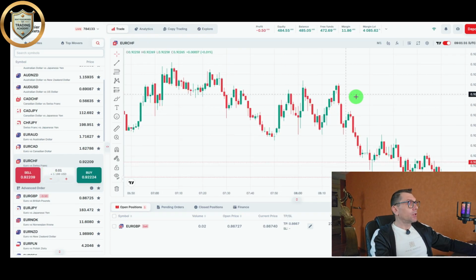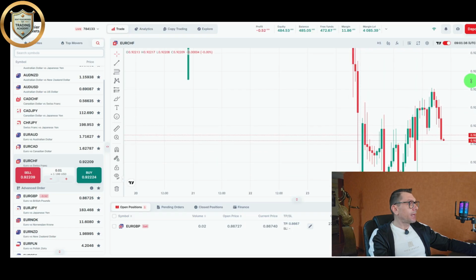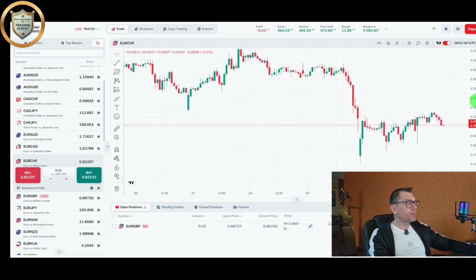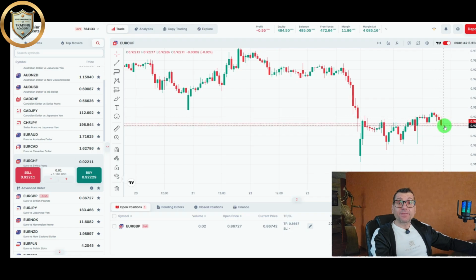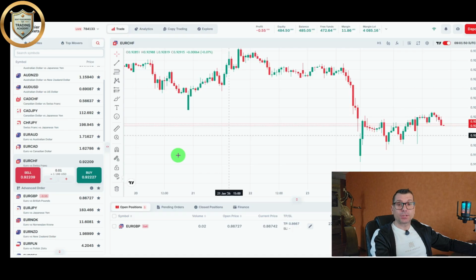Now we're going to check the one hourly graph, too. On the one hourly graph, 1, 2, 3, 4, 5 candles in a row going down. So that's 5 hours of the euro going down versus the Swiss franc. Also a very good opportunity to possibly sell it.